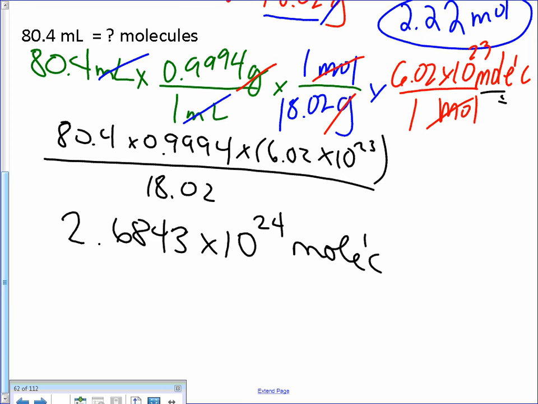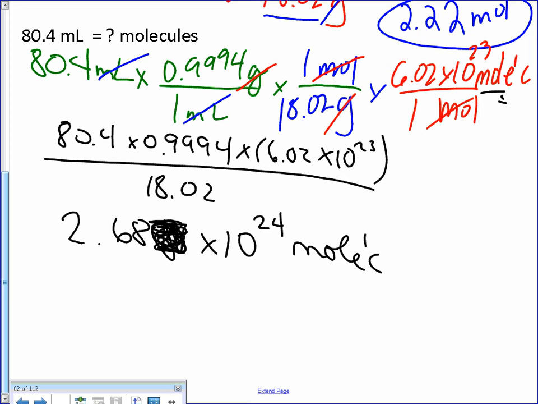3 wins, right? This is just going to be 2.68 times 10 to the 24th. Because the other numbers were small, they didn't round up. So that was a huge one, okay?